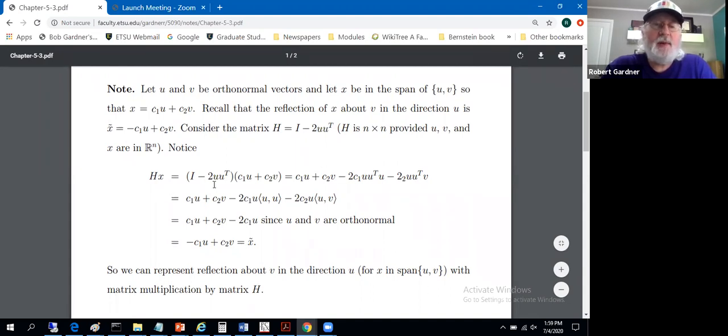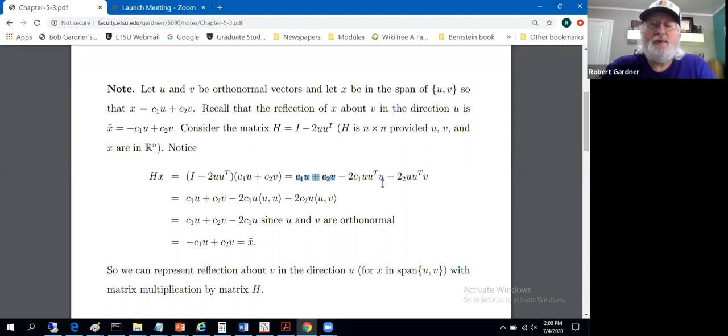Matrix H is I minus 2 u u transpose. Vector x is c1u plus c2v. Apply the identity, and we get c1u plus c2v. Then we get minus 2u u transpose times a linear combination. Bring the scalars out front, as we can do, and that'll give us minus 2 c1 u u transpose u minus 2 c2 u u transpose v.